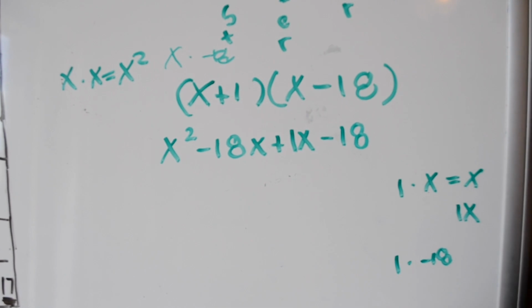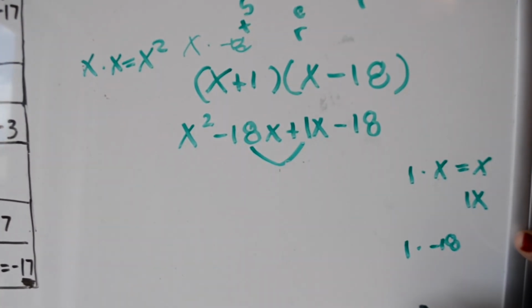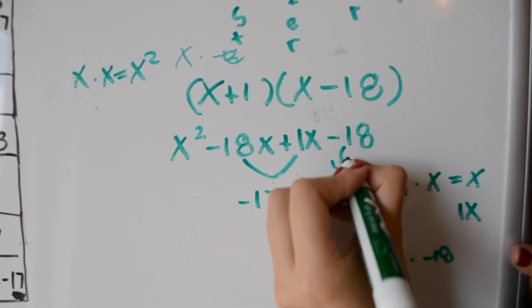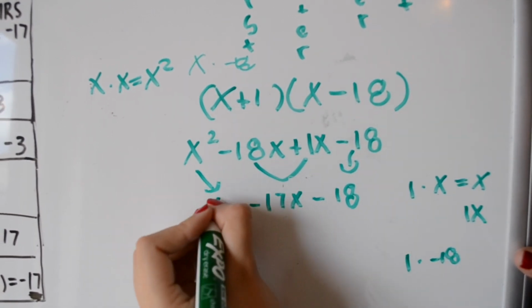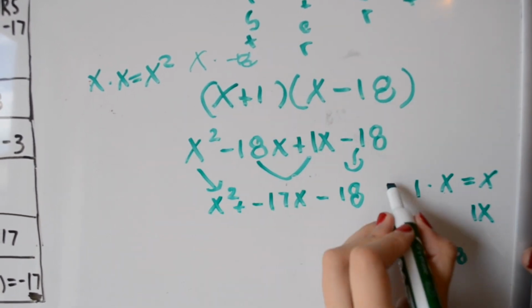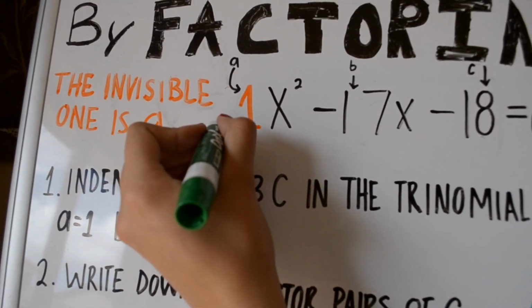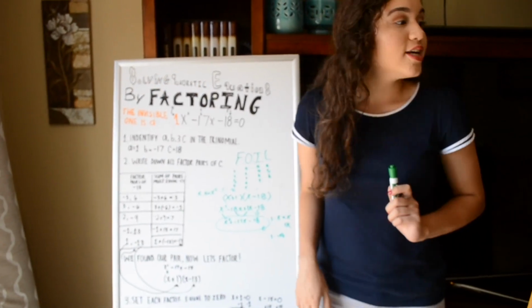It stays the same. So let's see here. Let's simplify. Negative 18x plus 1x is negative 17x. Bring down the negative 18. Bring down the x squared. And here we go. We have the same answer as right here. That is how you know that your answer is correct.